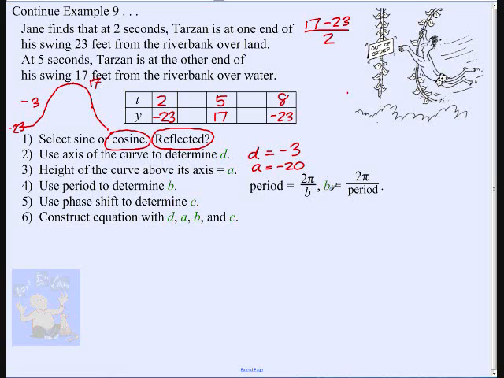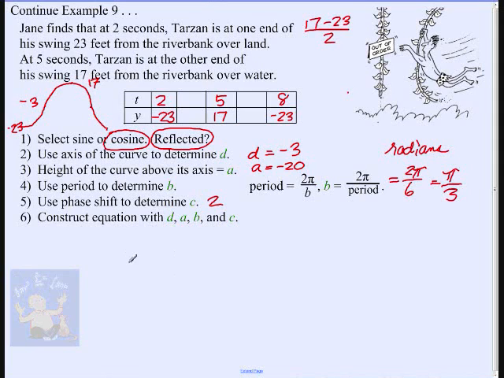So to figure out what my frequency is, it's going to be 2 pi divided by the period I have of 6, and we should pay attention here. This would be in radians, right? So that's pi over 3. Do we have a phase shift here? Well, yes, we do. We have a phase shift of positive 2.